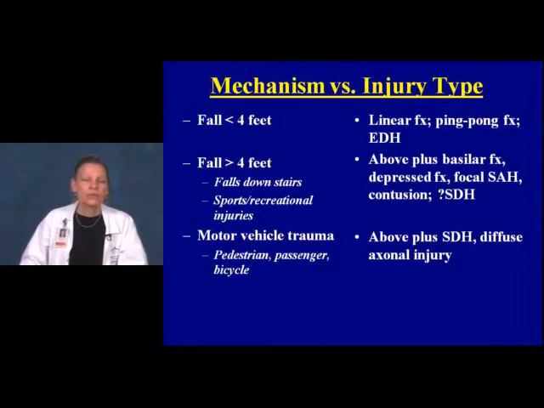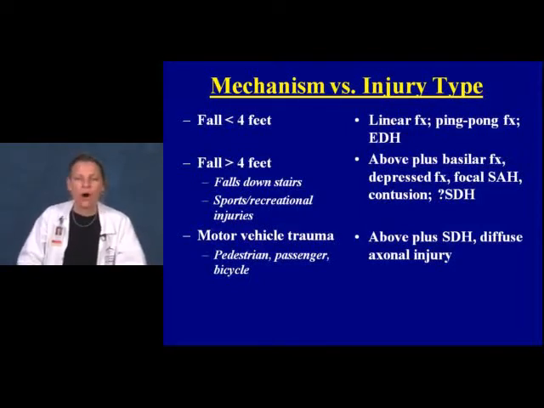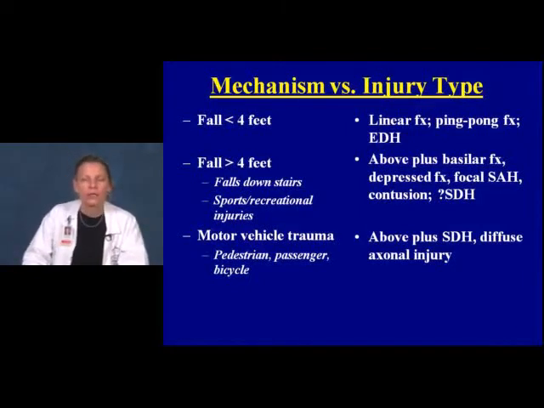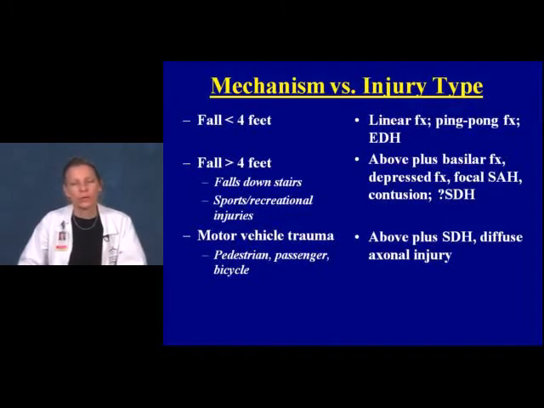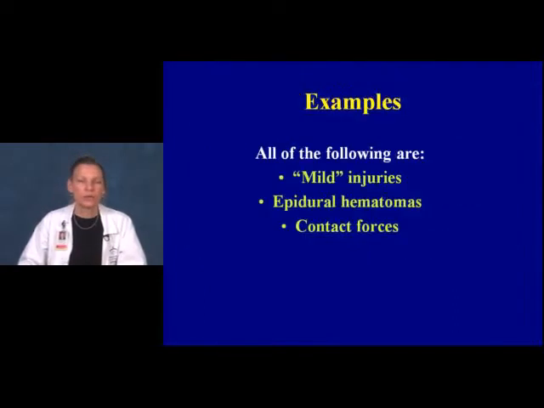Once you get into things with wheels and speed, largely motor vehicle trauma, and these include pedestrian injuries, passengers in cars, children on bicycles or scooters, now you have a great deal of additional force. And now you typically can get all of the above injuries, plus you're into the realm of forces that can cause subdural hematoma and diffuse axonal injury. So let's use some examples that show that the events that happen with an injury, the mechanism, can help you predict what complications may occur.